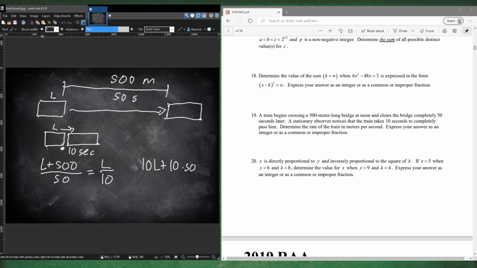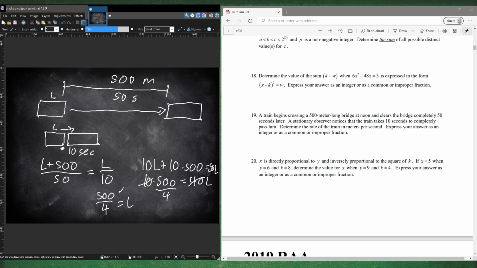So 10 times L plus 500 equals 50L. So subtract that, that's 10 times 500 equals 40L. Cancel out the 10s, and then there's a 4 on the bottom. So 500 over 4 equals L. And this is the length, right?